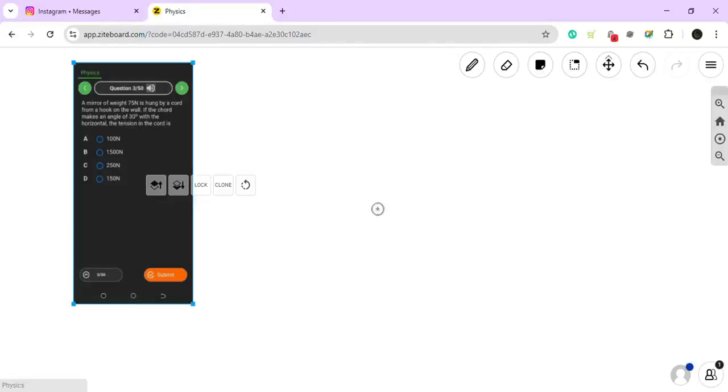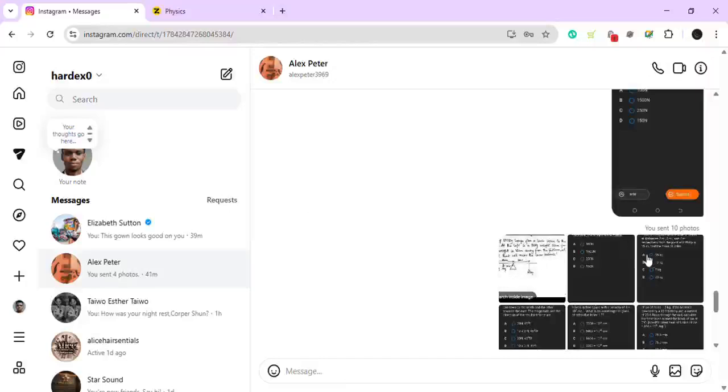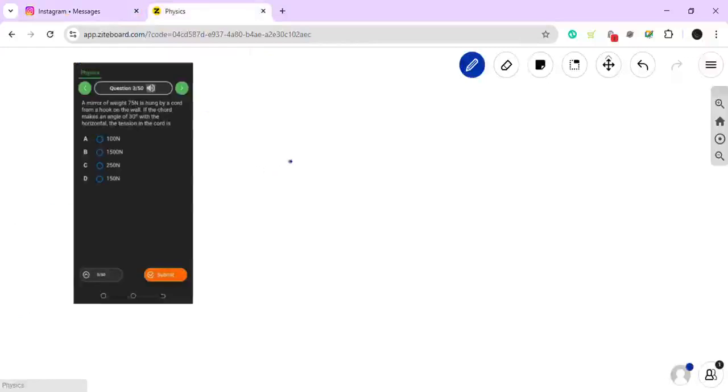Alright, so now a mirror of weight 75 Newton. Okay, it seems we've done this, so don't let me do it again. I've done that, so let me pick the next one.